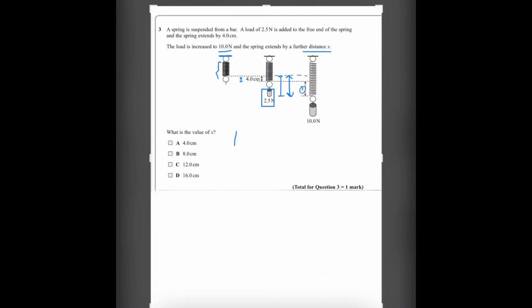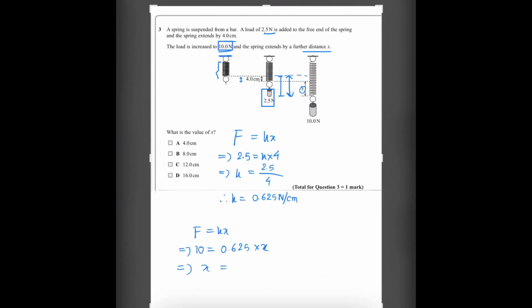So we have the formula F equals kx, where F is the resultant force, k is the Hooke's constant or spring constant, and x is the extension. So we have 2.5 Newton equals k into 4 centimeter. So the value of k would be 2.5 by 4, which is 0.625 Newton per centimeter. And then we have 10 Newton. So F equals kx. F is 10 Newton and k we have found to be 0.625, into x. So the value of x would be 10 divided by 0.625. So the value would be 16 centimeter.